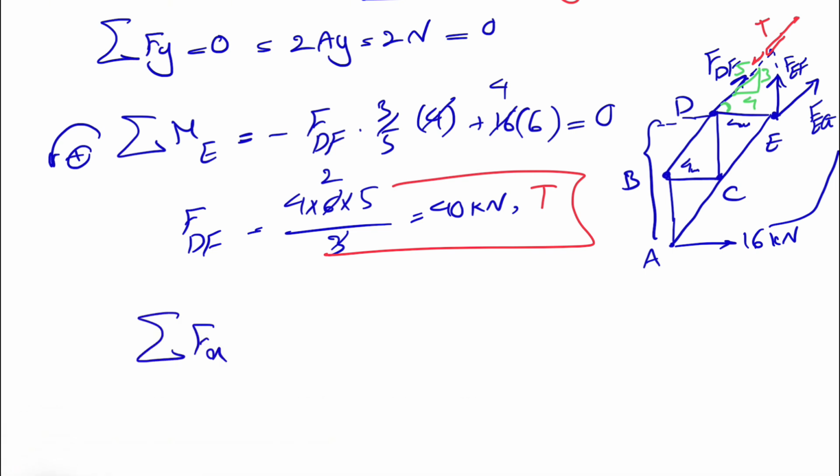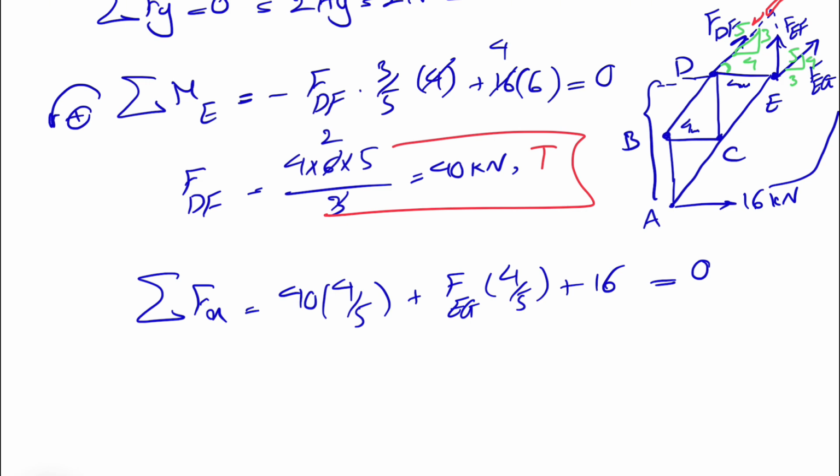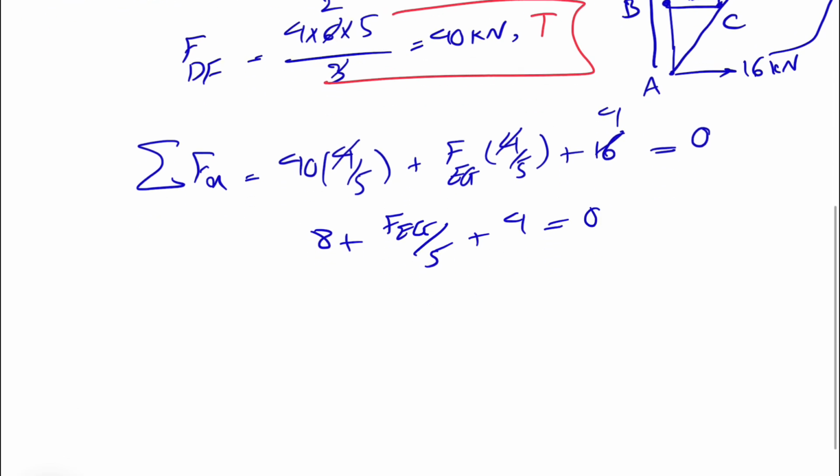Now we can go with the sum of all forces in X direction, and that way we can find FEG. The same angle applies in here too, so this will be also 3, 4, 5. And if you want to find the X component, we have the X component of FDF, which is to the right. So positive FDF we figure out is 40 times, this time we have 4 over 5 because we have the cosine of that angle, plus FEG times 4 over 5 plus 16 is equal to 0. We can cancel out 4 in each of these. So 40 divided by 5 is 8 plus FEG divided by 5 plus 4 is equal to 0.